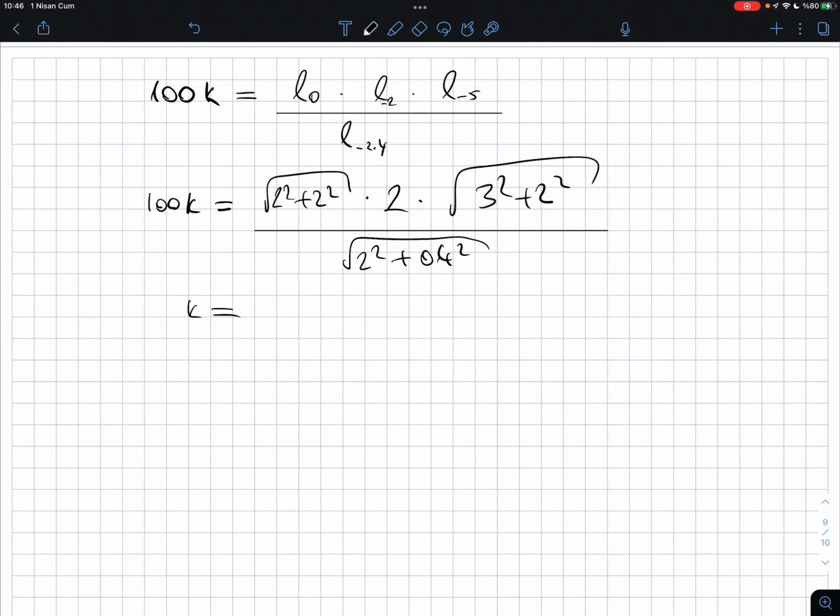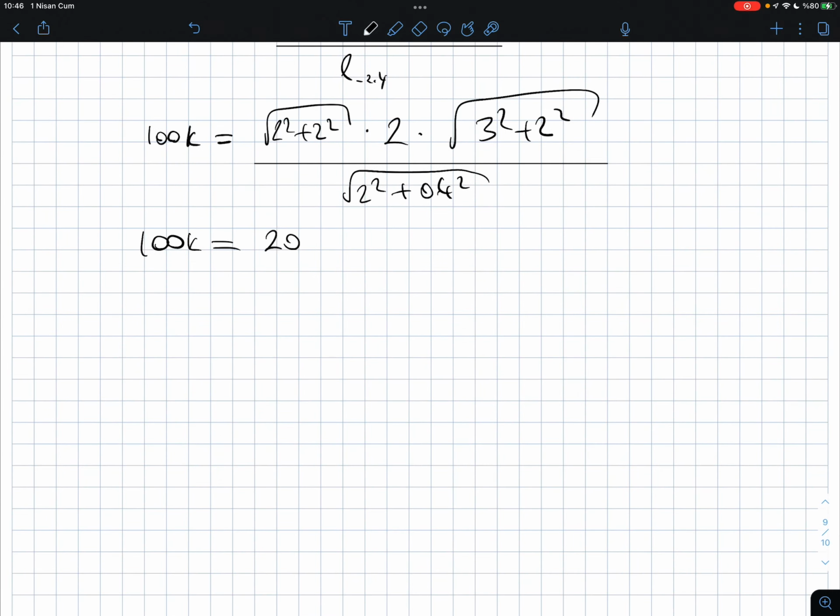So from here, we can find out that 100k is equal to 20.3961 divided by 2.03961. So therefore, k is calculated as 0.1. And we know that the value was 2.4 here.